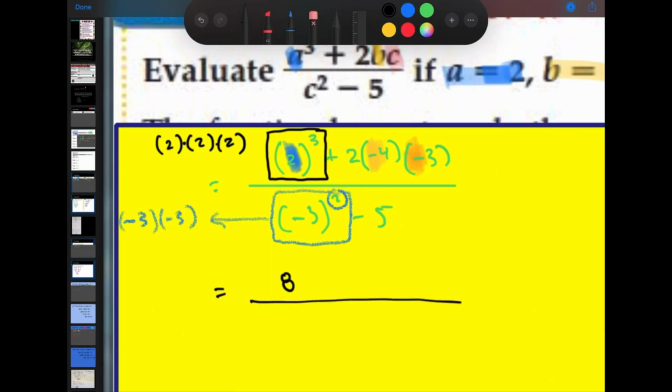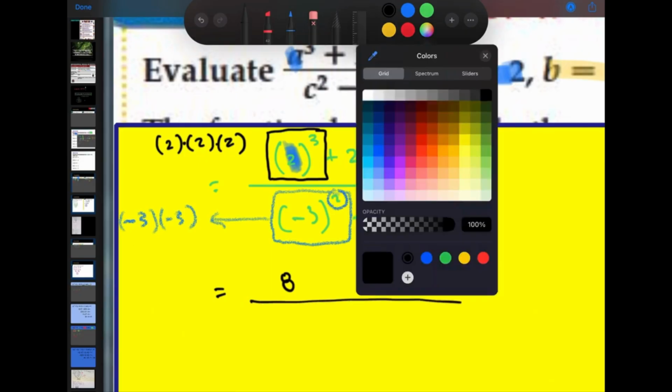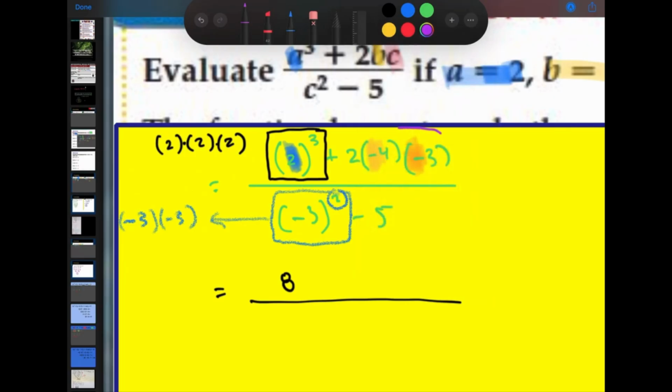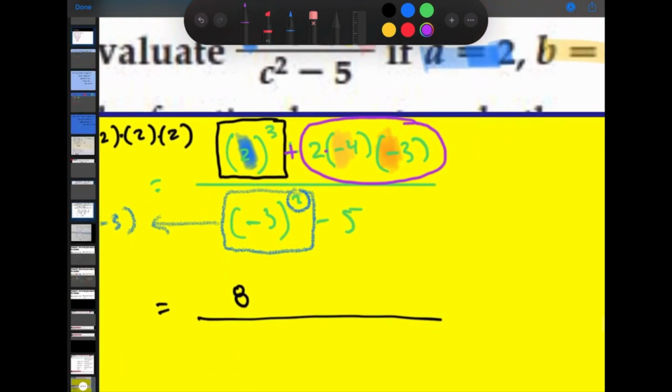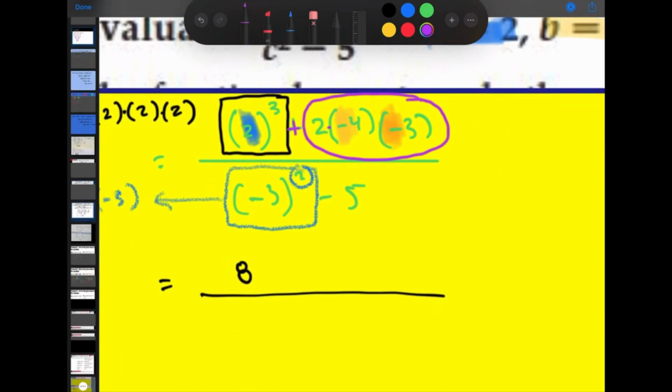Okay, over here, let's pick a different color. How about purple? You're just going to multiply all of these. I know you're thinking addition and subtraction, but remember PEMDAS says just to multiply left to right. So that says 2 times -4, which is what? -8. And -8 times -3. Positive 24.